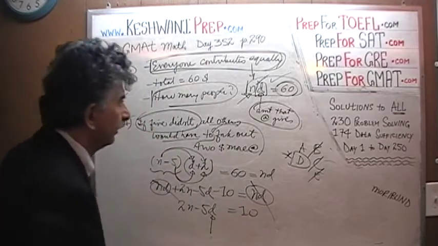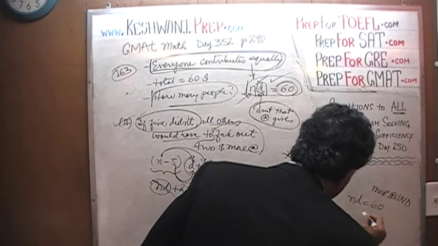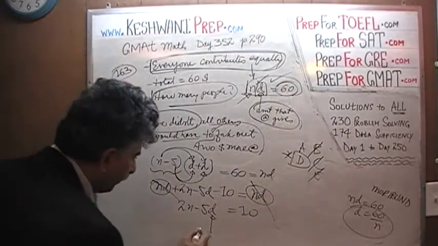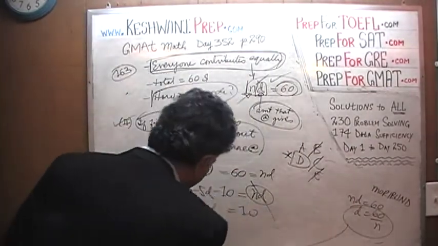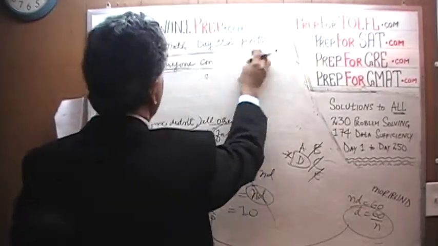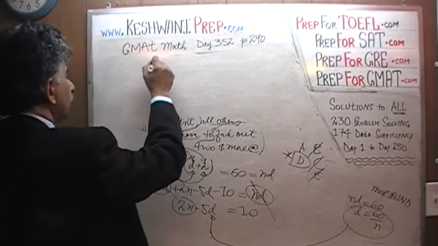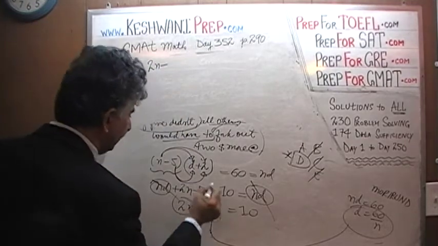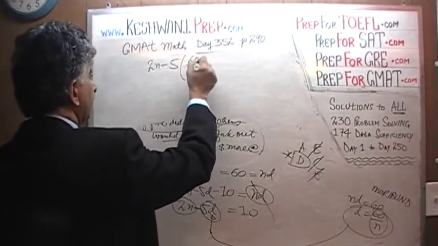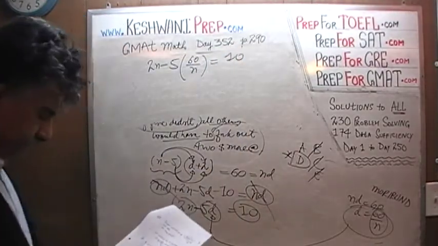But we know what d is. From the first equation, we know that n times d equals 60, therefore d equals 60 over n. We're going to substitute it in here. But none of this is necessary, you understand? So here we go. 2n minus 5d, which we know is 60 over n, equals 10. Let's keep on going.